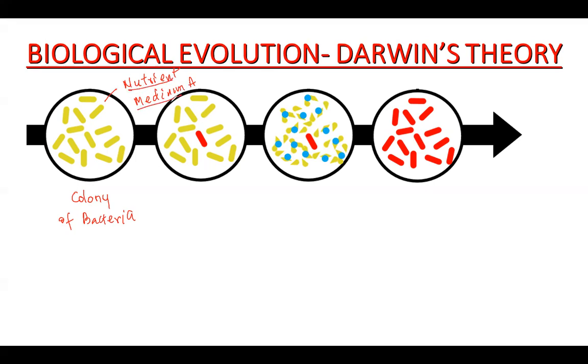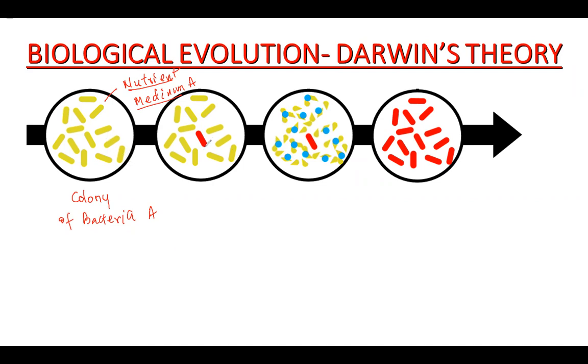Bacteria needs different nutrients: amino acids, vitamins, mineral ions, etc. That's called nutrient medium A, and this has no issue here. This colony of bacteria, let's call the bacteria itself A, is living in the medium A, and this medium has everything available for the bacteria.